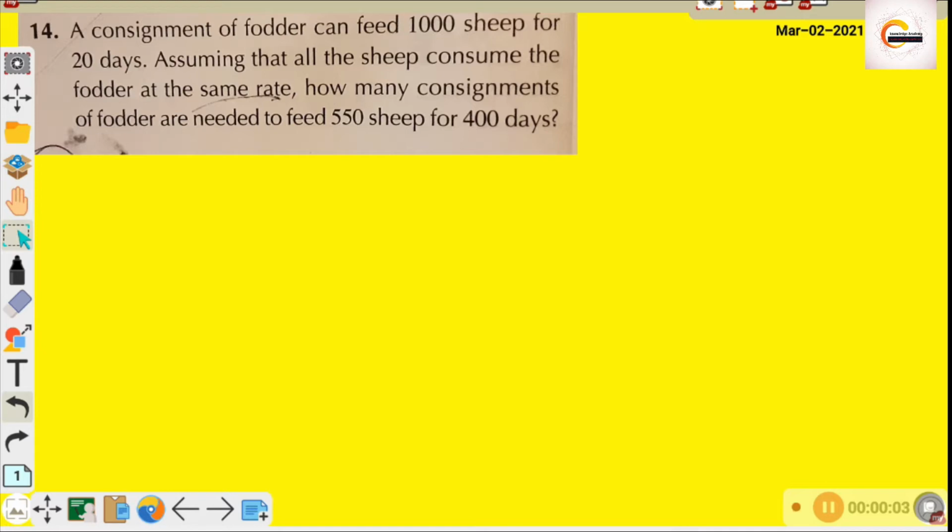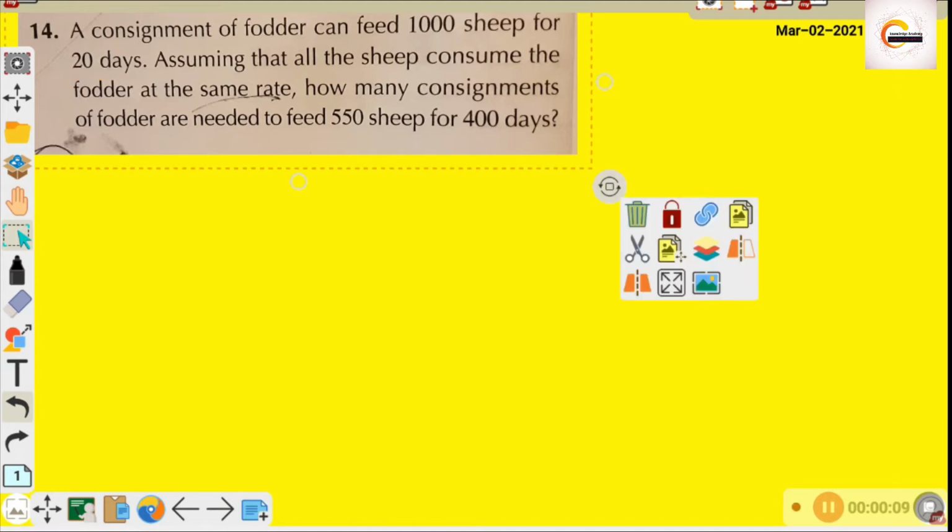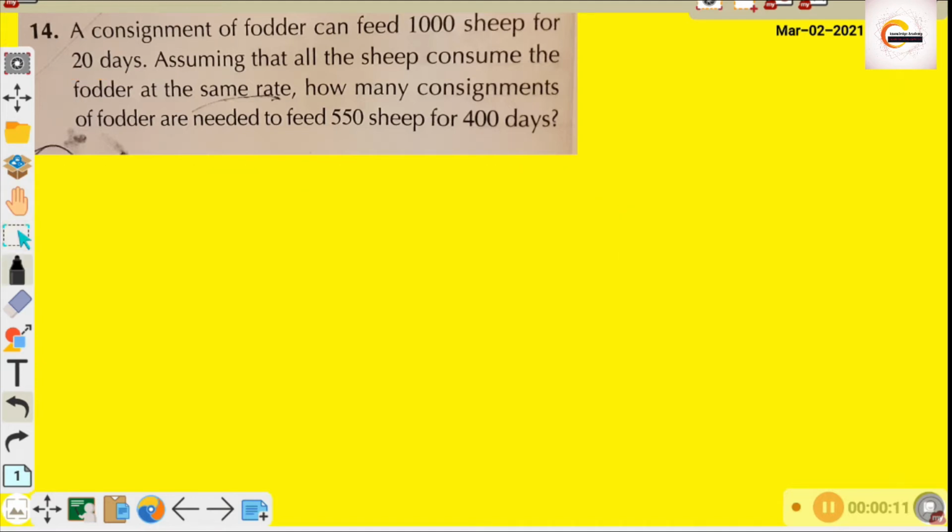Number 14. A consignment of fodder can feed 1,000 sheep for 20 days. Now, assuming that all the sheep consume the fodder at the same rate, how many consignments of fodder are needed to feed 550 sheep for 400 days?